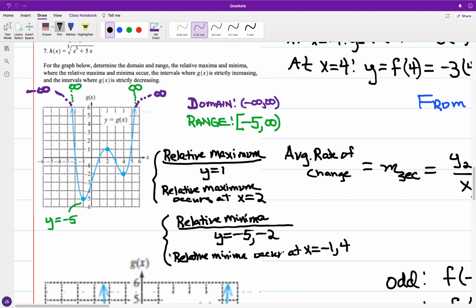All right. So again, the domain is the set of all real numbers. The range is the set of values y greater than or equal to -5. Your relative maximum is this particular point at 2, 1, and your relative minima are at -1, -5, and 4, -2. The minimum values we have in y, where they occur, are the corresponding x coordinates. All right, and now where the intervals are strictly increasing as well as decreasing.